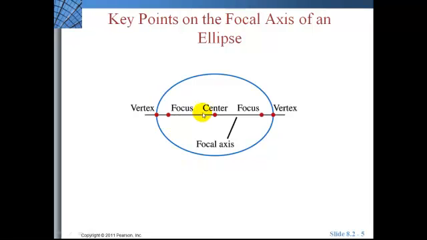So here are the different points. We have our foci here. Those are our push pins. The furthest out that we get are the two vertices. Halfway between the two vertices and halfway between the two foci, we get the center. All of those lie along the focal axis.